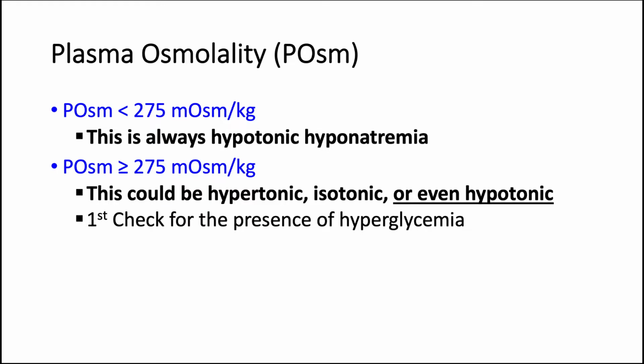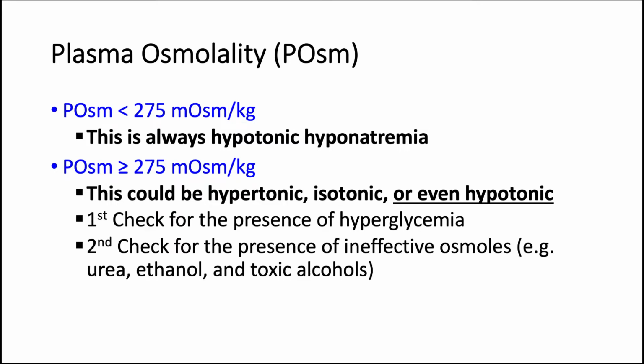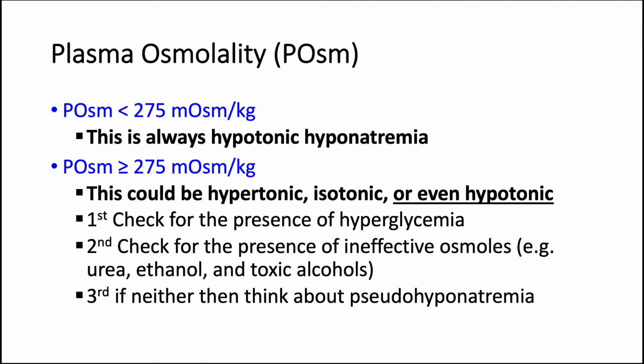So how do you figure that out? Well, first of all, you check for the presence of hyperglycemia, which is the most common cause of hyponatremia with a normal or high osmolality. And if it's not present, then you look for the presence of ineffective osmoles, such as urea, ethanol, or toxic alcohols, which might increase the osmolality but not the tonicity. And finally, if those are not present, then you look for pseudohyponatremia, which is rare, but that would be the third choice. So that's the way that you should analyze the plasma osmolality.